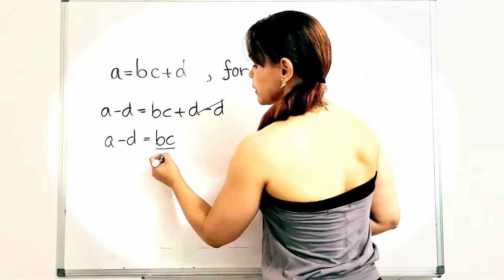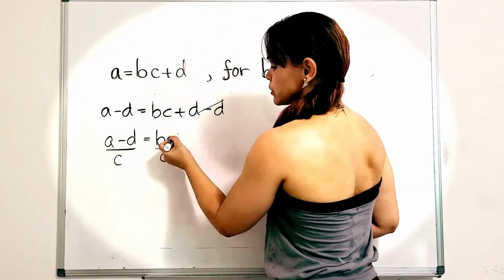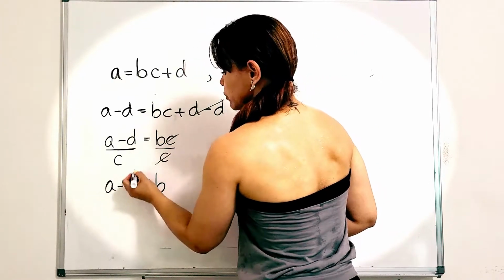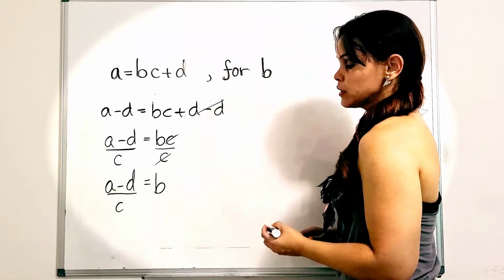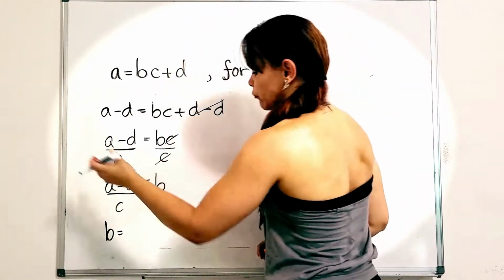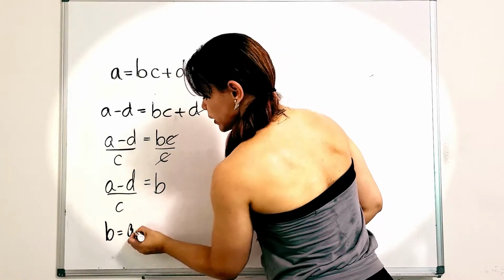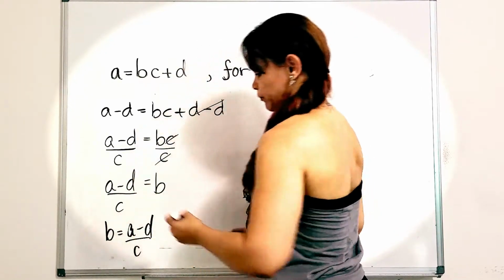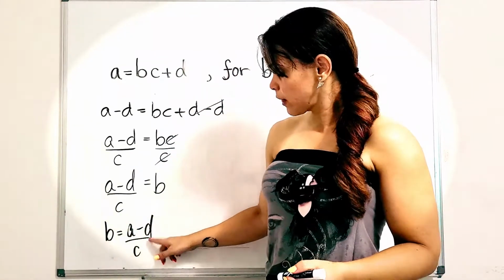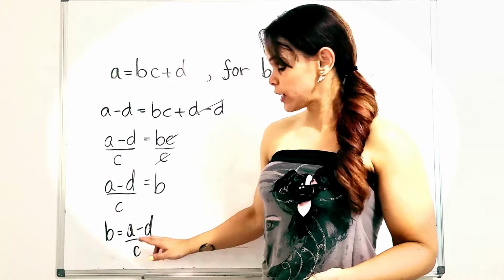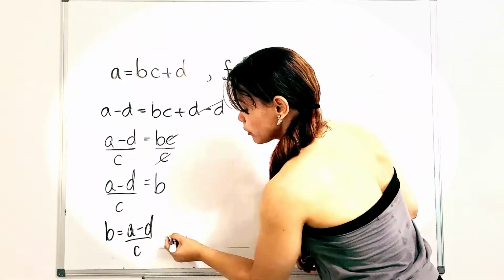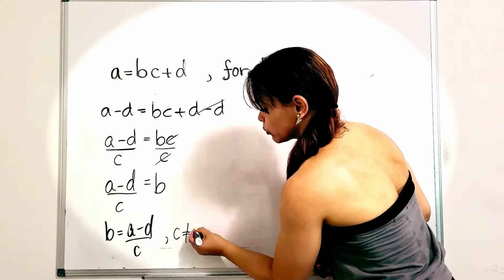So if I divide by c on both sides of the equality, this is going to give me 1, c divided by c, and it is equal to a minus d over c. Okay, so by the symmetric property, we can write this reading from right to left: b is equal to a minus d over c. Now, since we obtained a rational expression, we have to remind ourselves that the denominator cannot be 0. So we have to state that. We're going to write here, remember, c cannot be equal to 0.